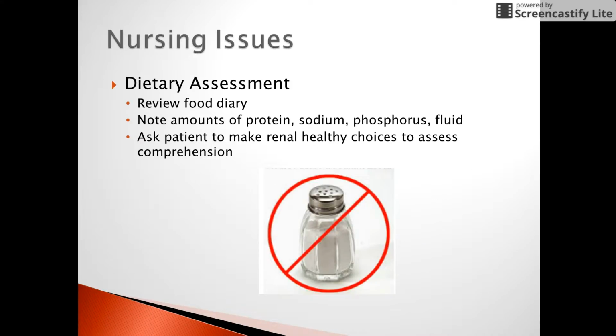A second nursing issue related to assessment is a dietary assessment. We discussed the importance of a renal diet, but it's often very difficult for patients to stick to such a strict dietary regimen. It's helpful to have a patient keep a dietary journal so that it can be reviewed with each patient visit to make sure that they are making healthy choices. We can also ask patients to state what a healthy renal diet entails for them so that we can assess their comprehension.